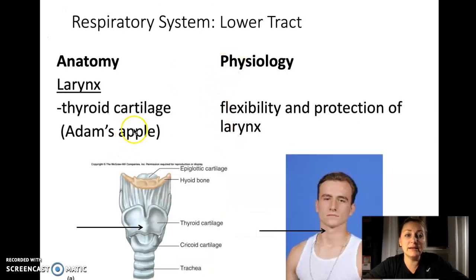The larynx and the thyroid cartilage, or Adam's apple. So right on here we have our thyroid, which we talked about in the endocrine system, and then there will be thyroid cartilage, which you can see here is an Adam's apple.